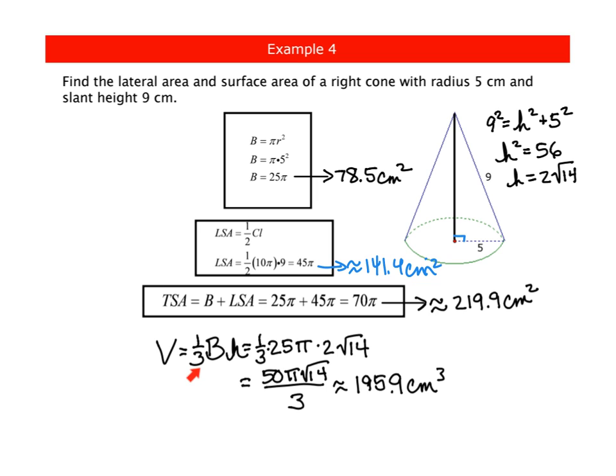Then I plugged back into my formula. 1/3 the area of my base, 25 pi, times my height, 2 square root of 14. I multiplied the 25 and the 2. That gave me 50. 50 pi square root of 14. I still have the 3 in the denominator. Then I plugged in my calculator to get an approximate answer. That's 195.9 cubic centimeters. This is my exact answer. This is my approximate answer.